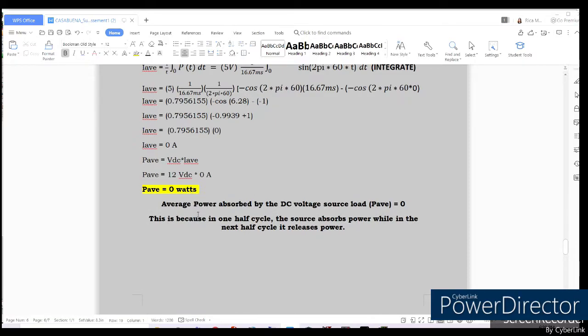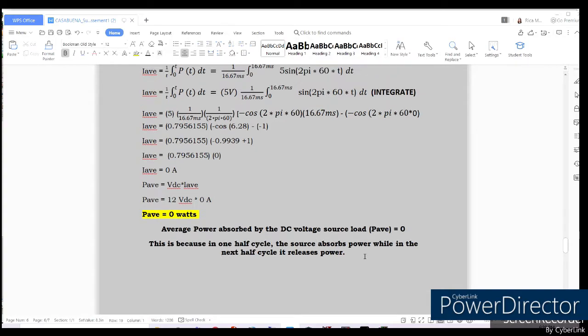This is because in one half cycle, the source absorbs power, while in the next half cycle, it releases power. That's the principle behind our third condition.